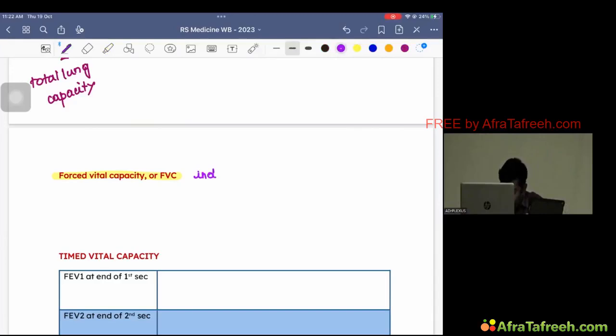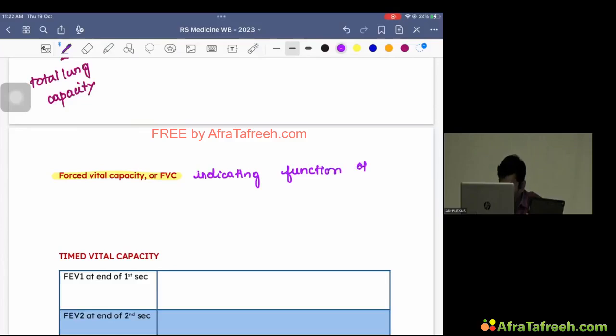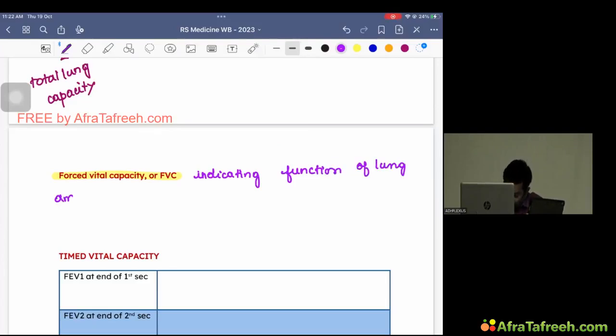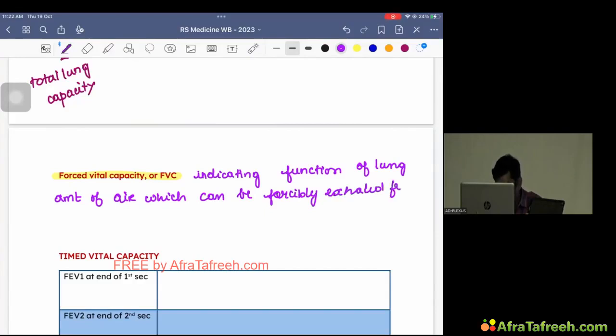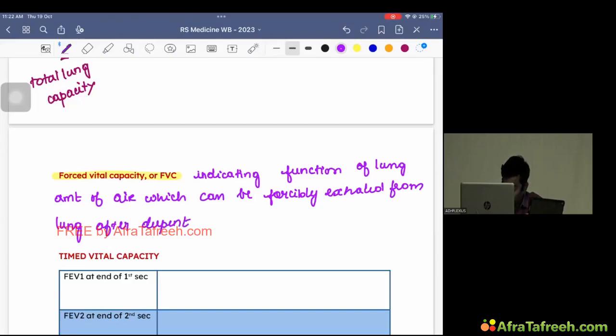the function of the lung, where it is the amount of air which can be forcefully exhaled from the lungs after the deepest breath or inhalation possible.